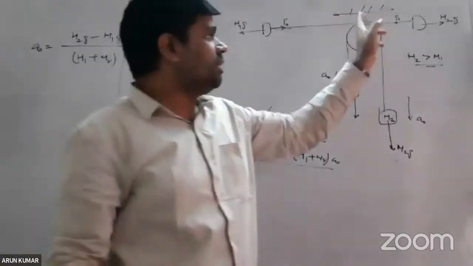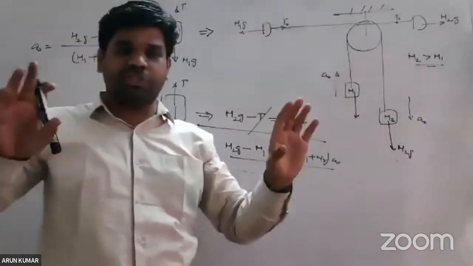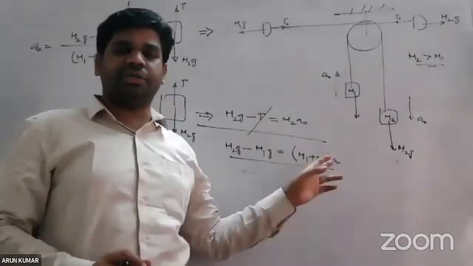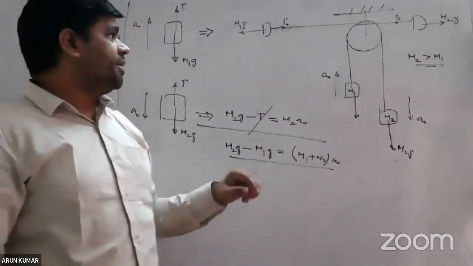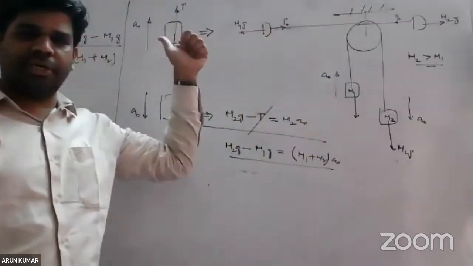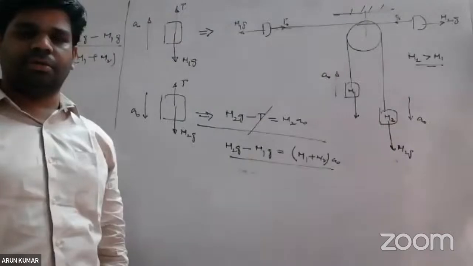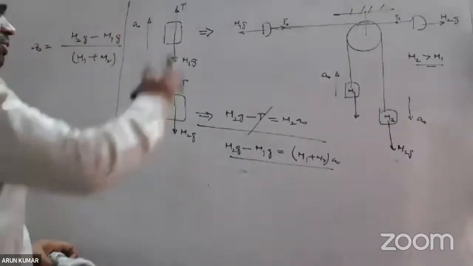Now what is the supporting force? M2g. And the opposing force? M1g. See, they are actually not moving horizontally. I'm just hypothetically comparing this with the previous situation. So M2g supporting minus M1g opposing, by total mass, is my acceleration.